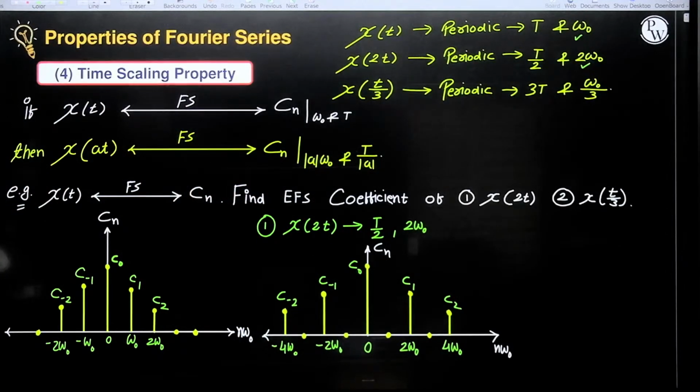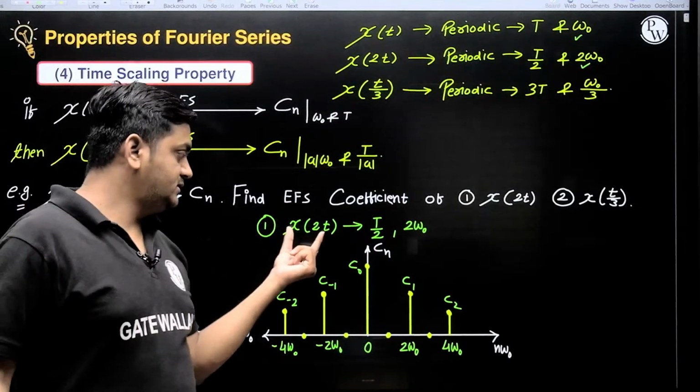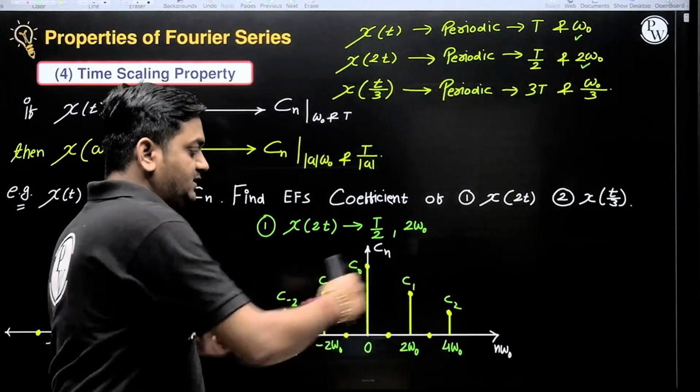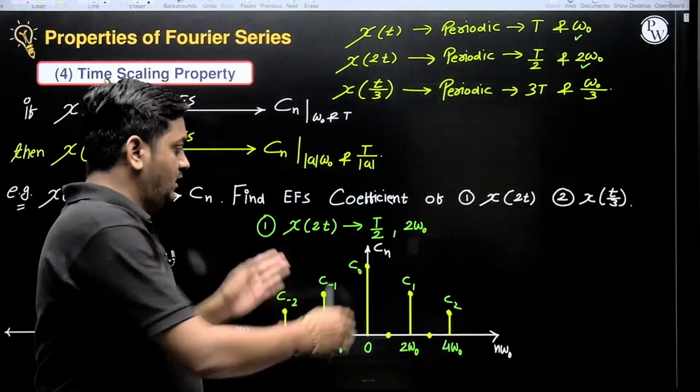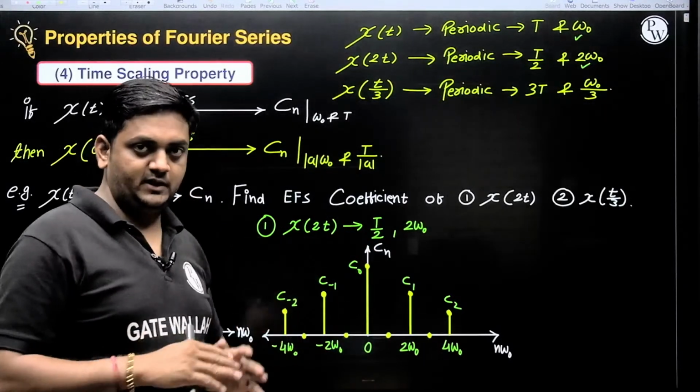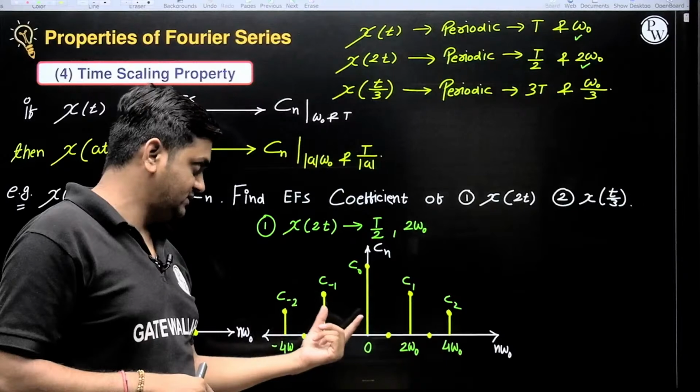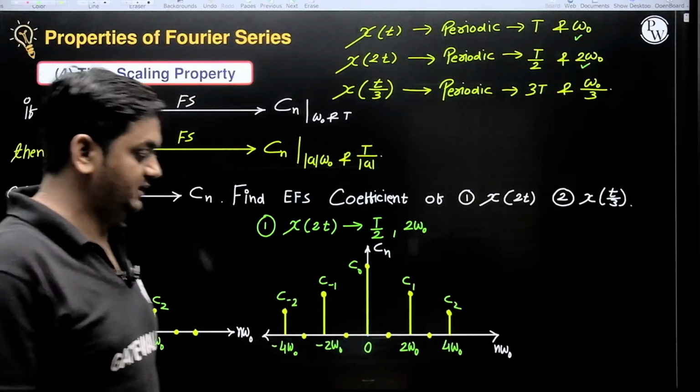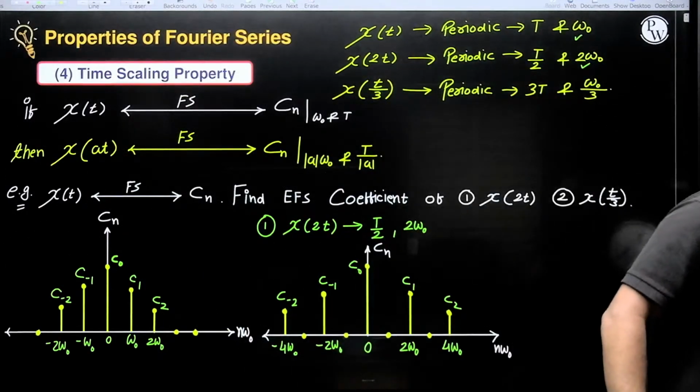Is this clear, guys? So here, compression in time domain corresponds to expansion in frequency domain. Can we say like this? Compression, x of 2t, means compression in time domain corresponds to expansion in the frequency domain. Is this clear? Fine. Okay.